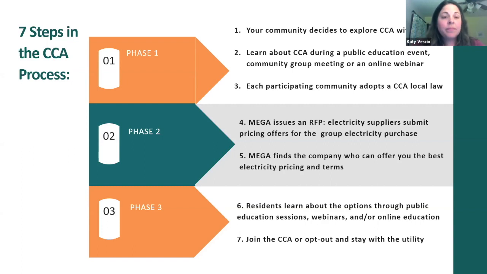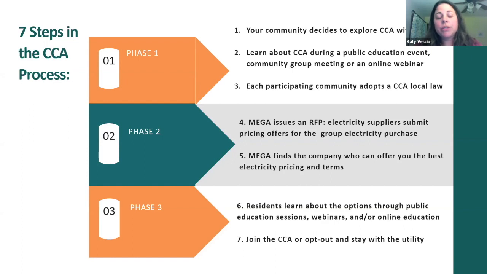So step one, your community decides to explore CCA with MEGA. This is a step taken by your municipal officials that they are interested in exploring what CCA would be like in their community. Step two involves education and outreach. This is a 60-day period that we spend, and Nicole and I in January and February presented more than 40 meetings in the Capital Region. Each community, and there are 13 communities in this aggregation, received 60 days of education and outreach.